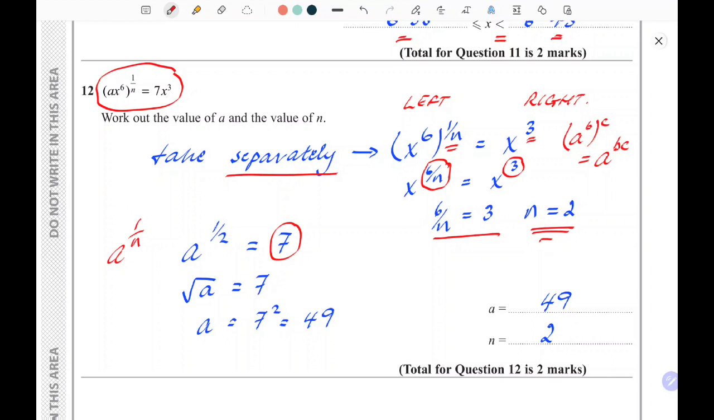Therefore, a to the power 1 over 2 equals 7. And that, the power 1 over 2, is effectively square root of a. Square root of a equals 7. Therefore, a must equal 7 squared, and therefore that's 49. And there you have your answers there.